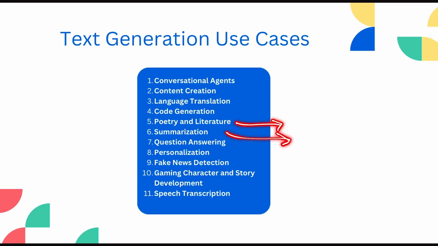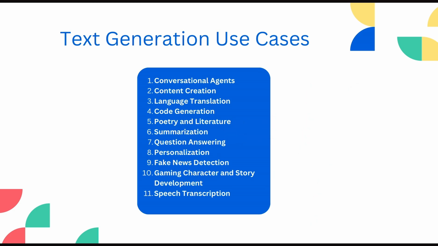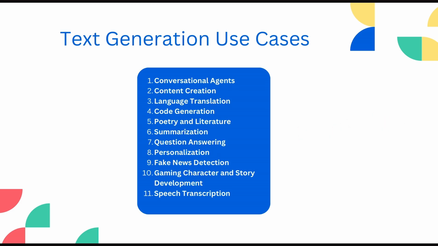It can do summarization. I can give a set of documents and ask it to summarize them pretty well, and then question answering, right? So I want to do a chat conversation, or I want to ask questions like what is the best game in the US, for example. Similarly, personalization. I wanted to create some personalized versions of the contents, fake news detection, gaming character and story development, speech transcription. All of these are some of the examples that we can think about as text generation use cases.